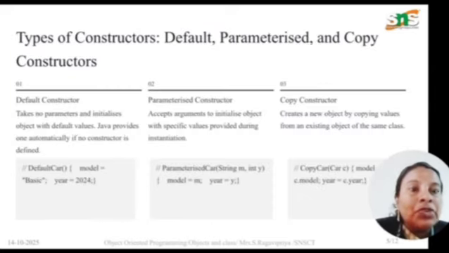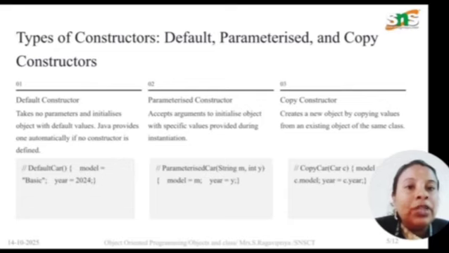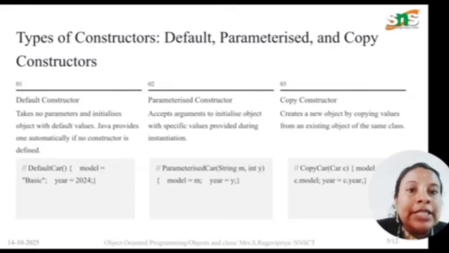Types of constructors. There are three types of constructors: default, parameterized and copy constructors. The default constructor takes no parameters and initializes the object with default values. Whenever you are not giving any parameter, it is considered a default constructor. Java provides one automatically if no constructor is defined. In a default constructor there will be no parameter. Example: Car.